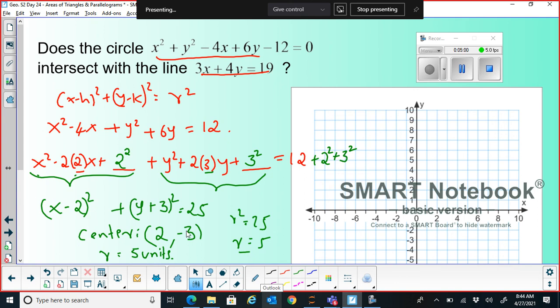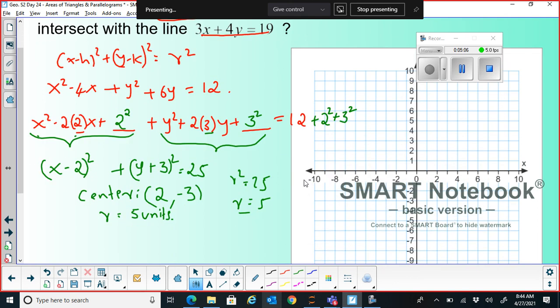Okay. Let's construct this circle centered at 2 comma negative 3. I have 2 here and negative 3 over here. This is the center of the circle. I need to construct a circle such that the radius is 5 units.